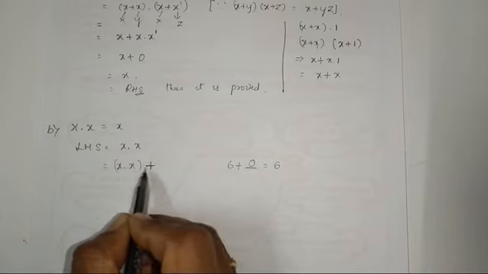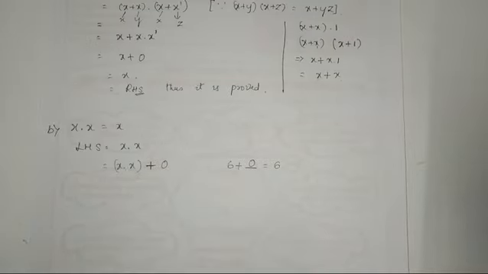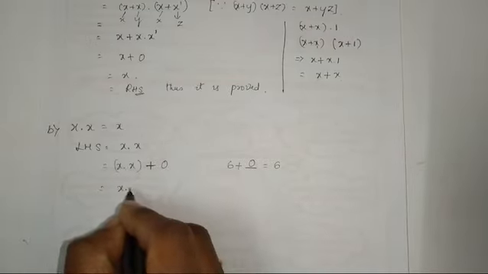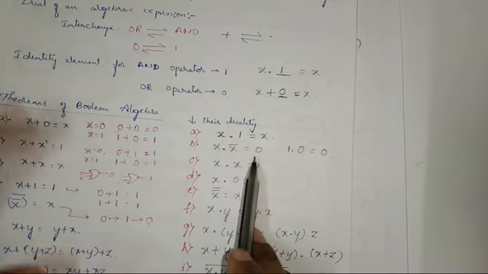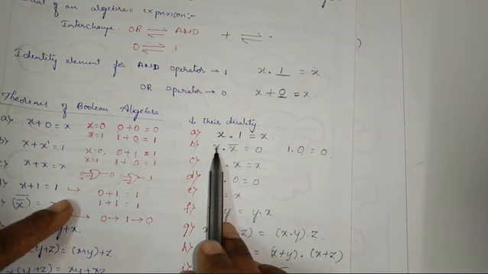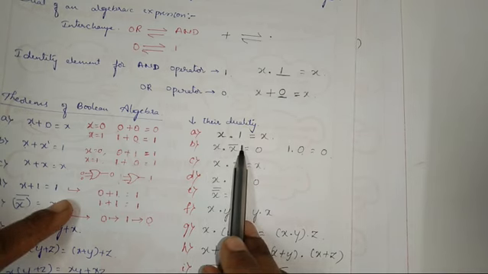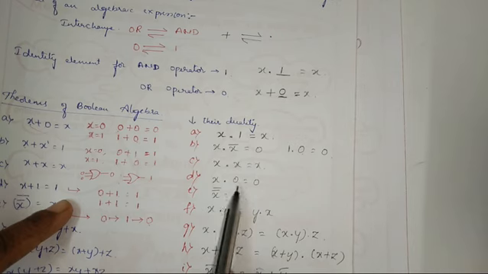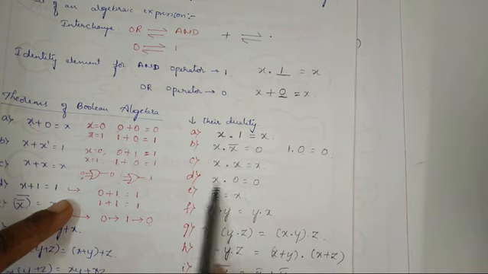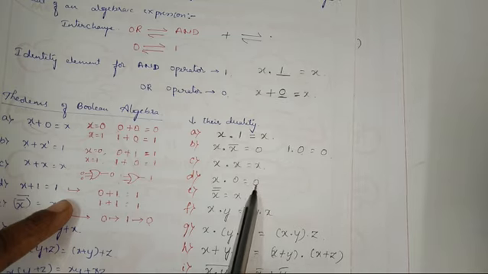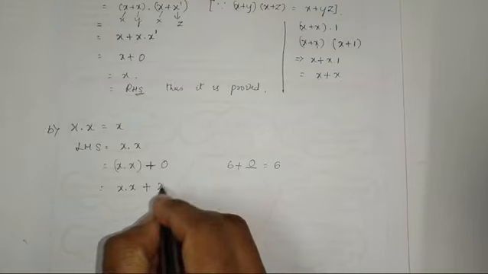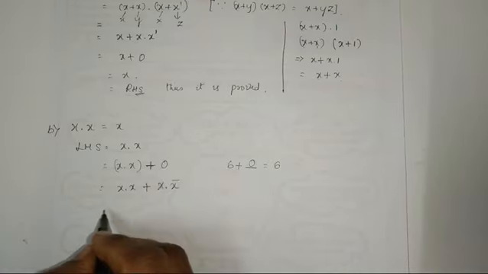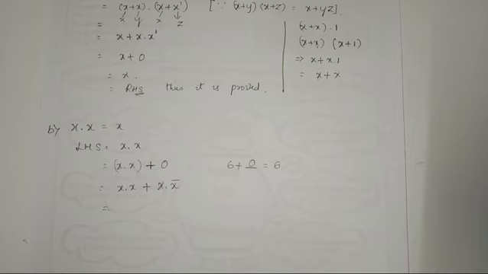So take an OR, dual of it. Next 0, x into x as it is, plus in place of 0 what I can write? In place of 0 replace it with x into x bar. Fine. If I replace this 0 by x into 0, we will again end up with LHS. So what I have to replace? 0 by x into x bar. X into x bar. Fine.